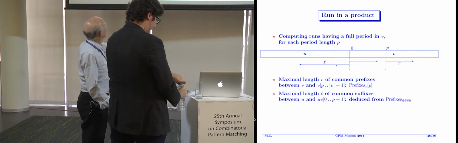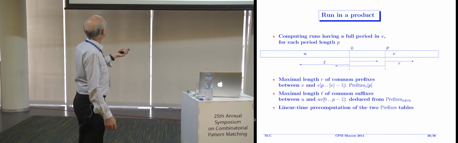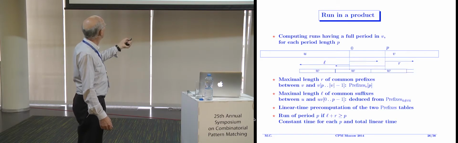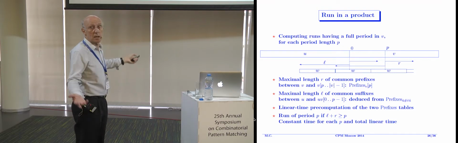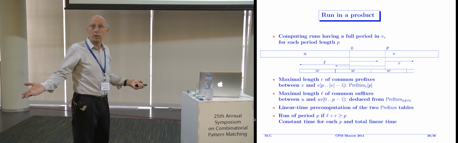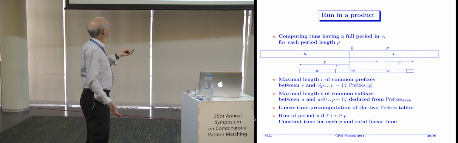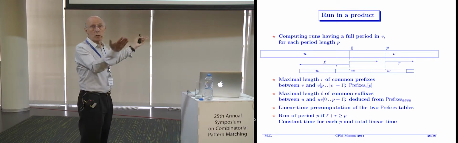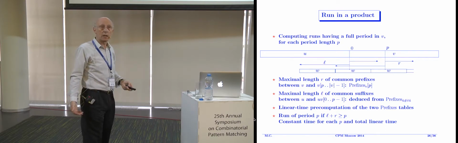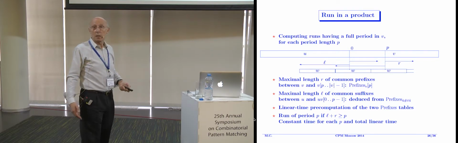So we extend to the left the same way, using a similar table. Then, for each p, you test whether the sum of these two lengths is at least p. If it is, then you have a run. So it's a fairly easy algorithm that runs in linear time when you consider the concatenation of the two parts of the string, and eventually it gives the n log n time algorithm. The precomputation of these two tables can be done in linear time, so no problem for that.